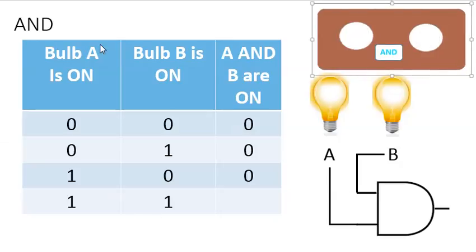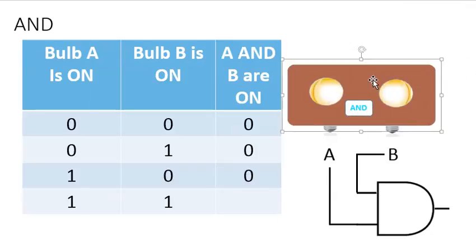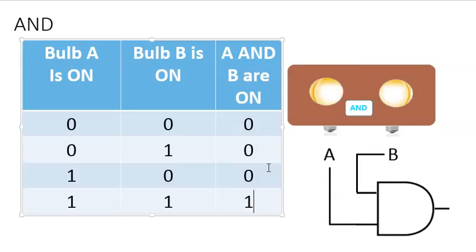Finally, bulb A is on, is true. Bulb B is on, is true. Let's have a look at it from the perspective of looking at it through my AND goggles. A and B are on. Yes, that's now true. It's a true statement.